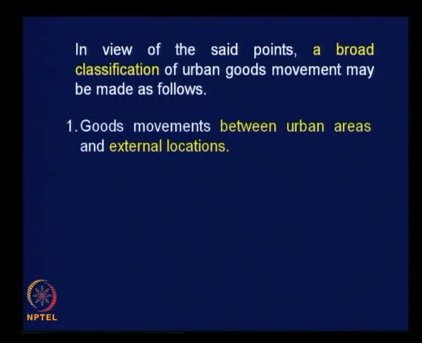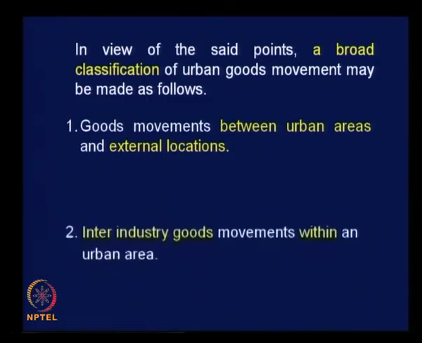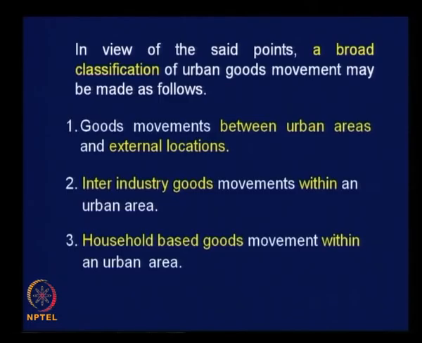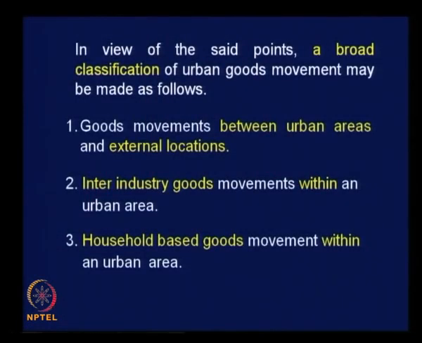First, we can divide the goods movement as goods moving between urban areas and external locations, or simply external to internal and internal to external trips involving goods, right. Second, inter-industry goods movements within an urban area, or goods movement between economic units within the city or town itself. And third, household based movement within an urban area. So, this is how we are going to divide the goods movement, and analyze each one of them in detail. Clear? This division is based on the identified economic units as well as the related complexities that we discussed.